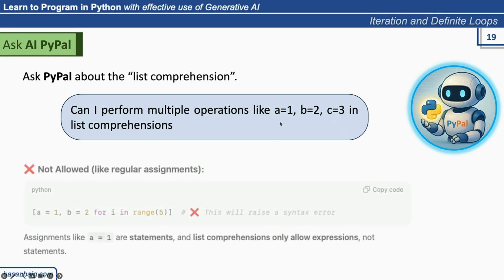But it clearly tells that we cannot perform the assignment operation like this, a equals 1, b equals 2. We cannot do that. So you can create your own prompt to ask PyPal about whatever and however you want it to ask.